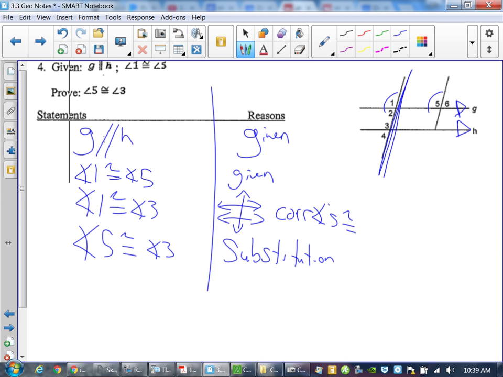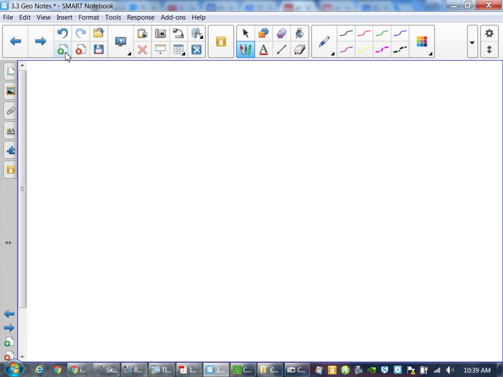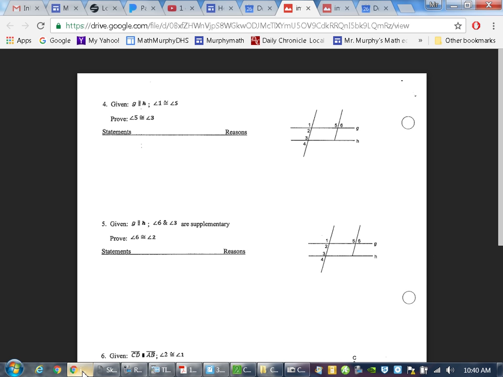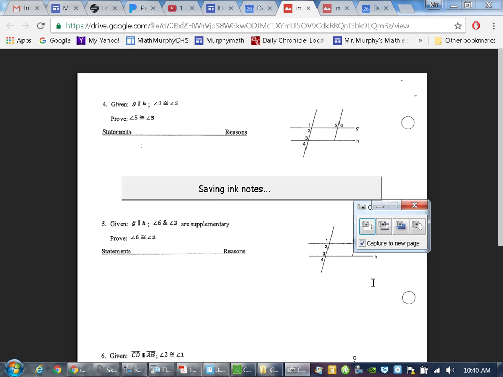All right, now on number 5 is where things get weird. We're going to have to add something to our sheets here. We've talked about this step, but we've never had to use it in anything. We've used it algebraically, but nowhere else.